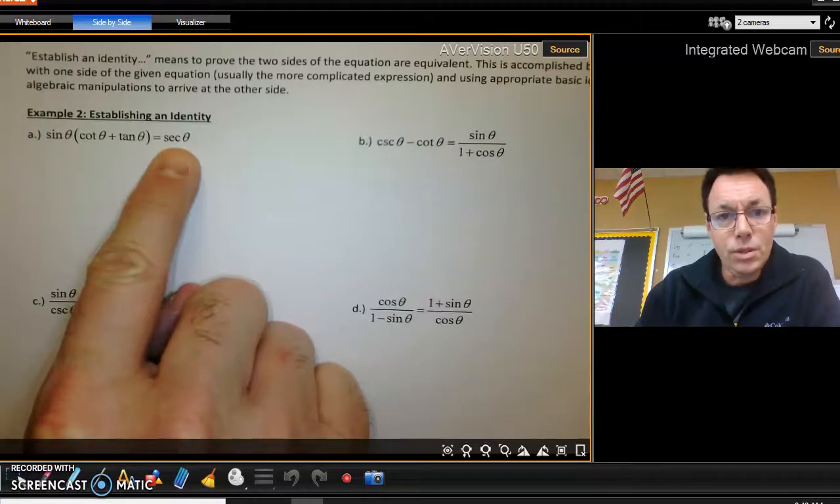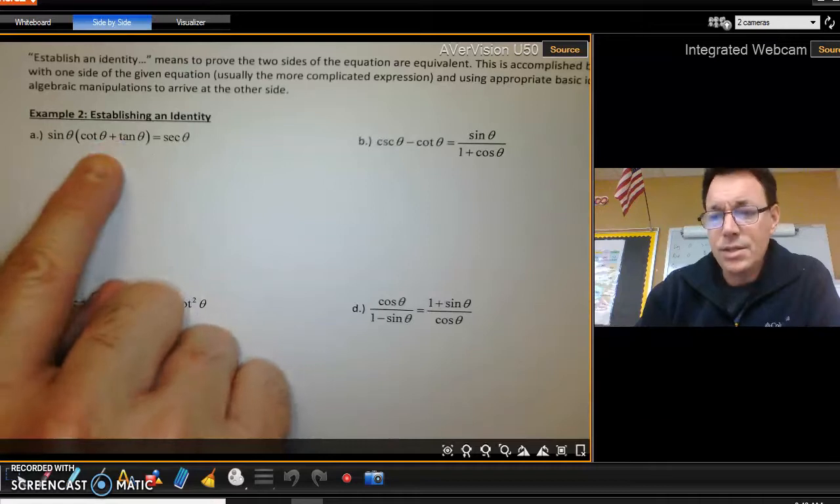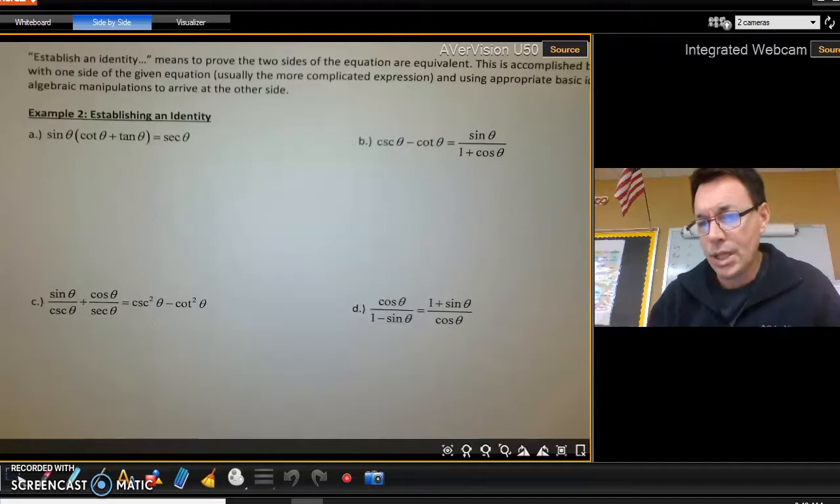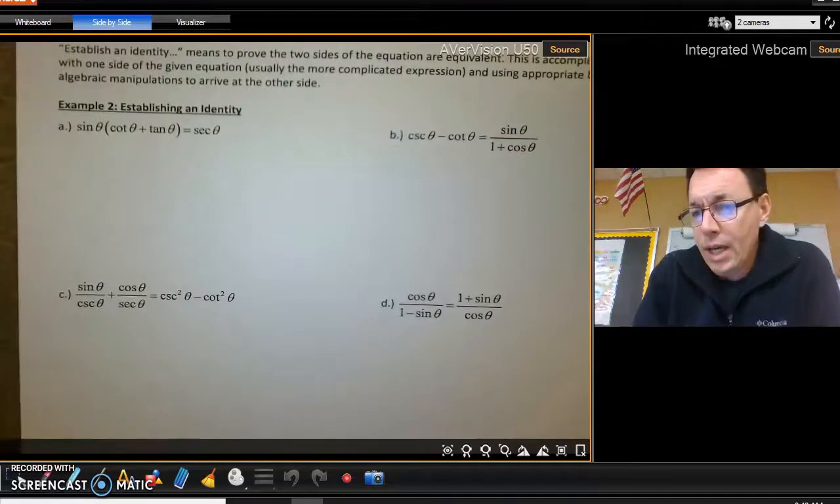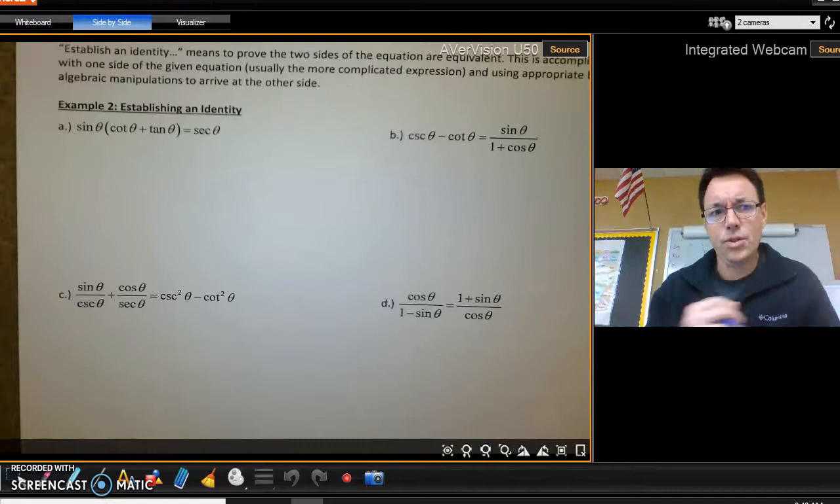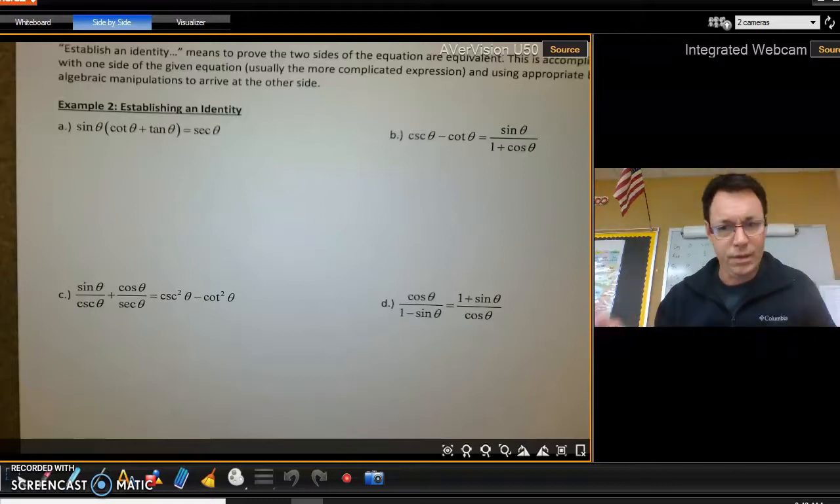When you do these, you always want to start with the more complicated looking side and see if you can simplify it into the other side. Okay, so let's take a look and see what happens. So what do I have? I have sine times the cotangent plus the tangent. One thing that is sometimes helpful is to rewrite everything in terms of sine and cosine. So you're using the same variables, and you can see what's going to cancel or what's going to be squared and things like that.